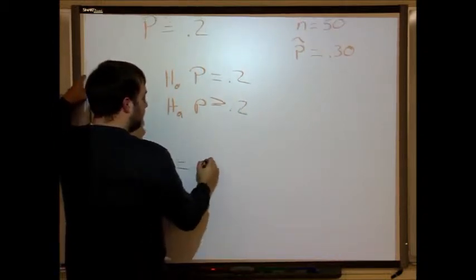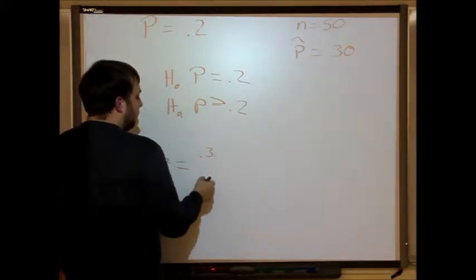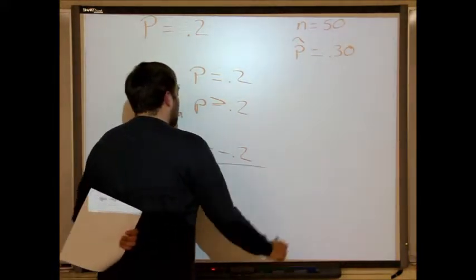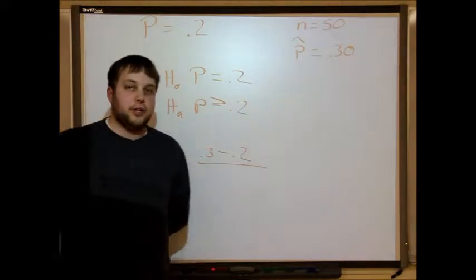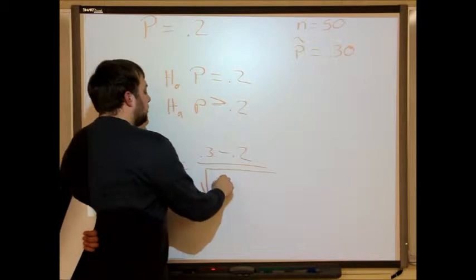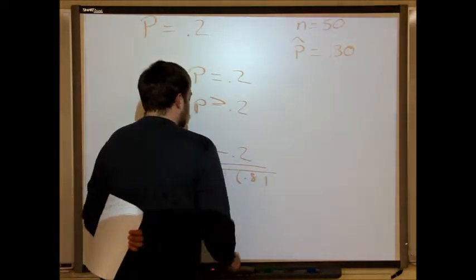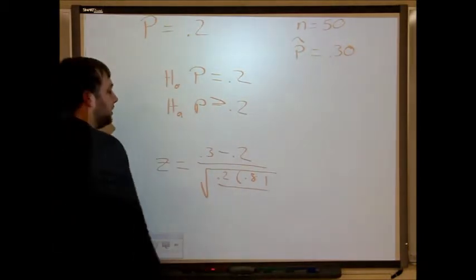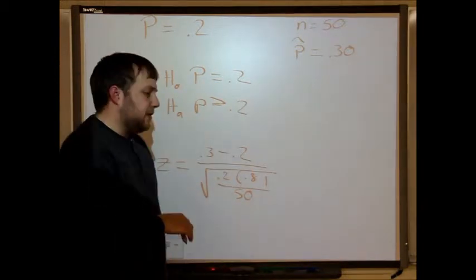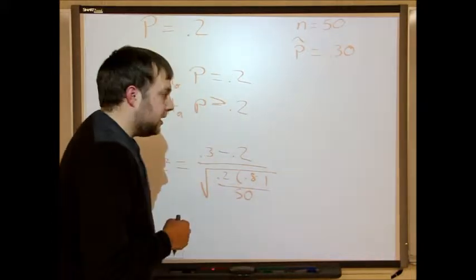My p-value is 0.3. Sorry, not p-value, but my statistic is 0.3 minus what I should have got, all over my standard deviation. If you remember standard deviation for percentages, it's your square root of what you should have got times its inverse, all over the number of people we sampled, which was 50. Okay. And then we would go on to find our p-value and see what the percentage is likely. Okay, that's the old way.